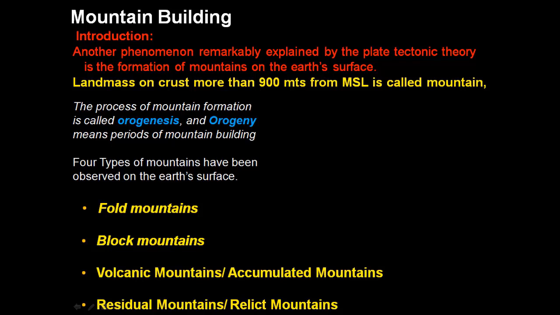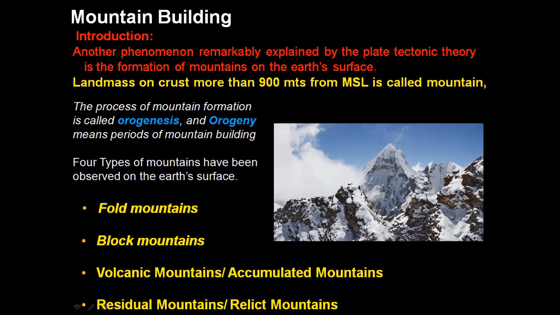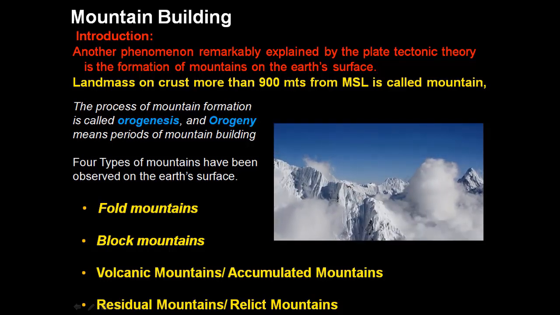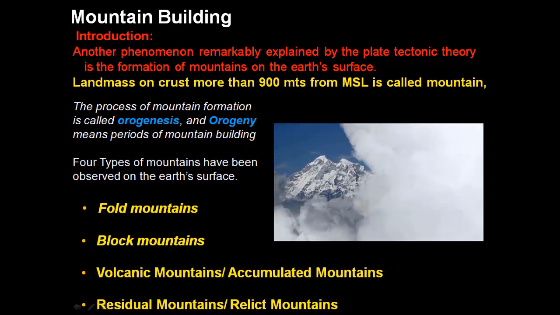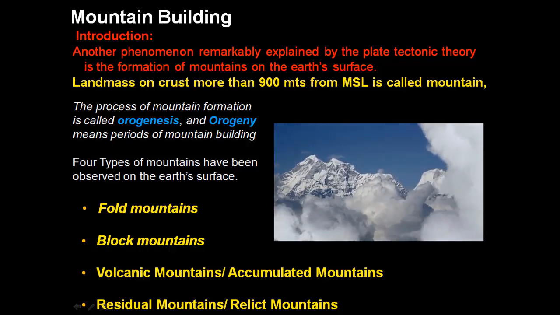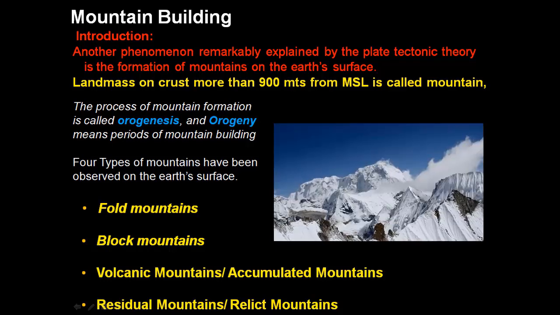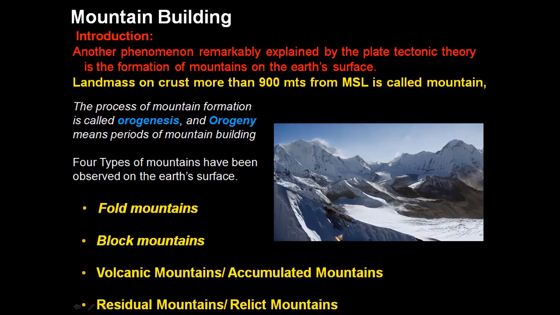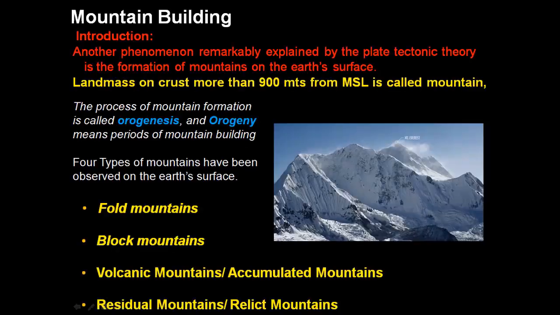Now we'll understand what mountain building is. Another phenomenon remarkably explained by the plate tectonic theory is the formation of mountains on the Earth's surface. A landmass on Earth's crust more than 900 meters above mean sea level is called a mountain. The process of mountain formation is called orogenesis, and orogeny means a period of mountain building. For example, the Himalayan mountain ranges are recently formed, or we also call them newly fold mountains. The Himalayan mountain ranges are still in the process of rising. As per the geological age, the Himalayan mountain ranges are 40 to 60 million years old.